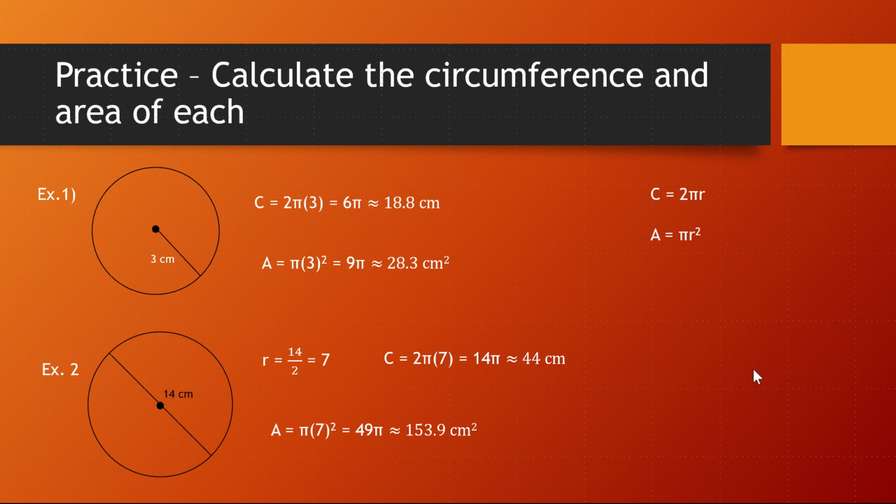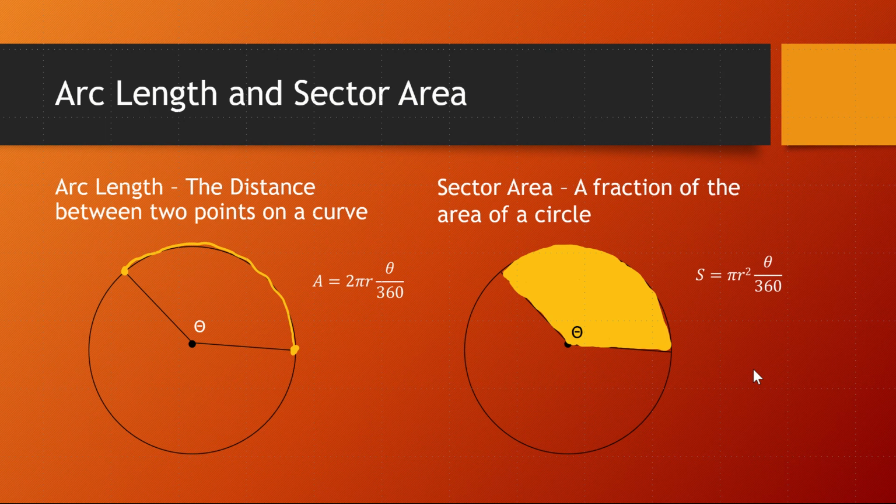Okay, so what I wanted to do after this is show you this notion of arc length and sector area. So what is this? Basically, arc length is the distance between 2 points on a curve in the circle. So for example, from here to here, you have a fraction of the circumference. And in order to find that, you have to use this equation.